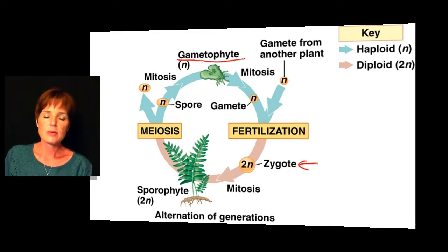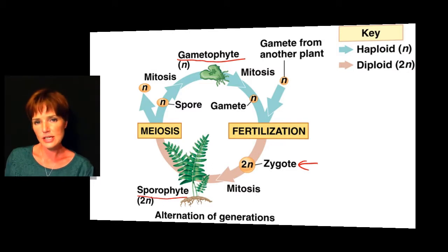So notice that the gametophyte is going to be multicellular, and then down here at the bottom, that typical plant is what we call the sporophyte. It's also multicellular. This is very characteristic of land plants. Now, sometimes one of the stages will be more conspicuous or more obvious than the other one, but they are both going to be multicellular stages.